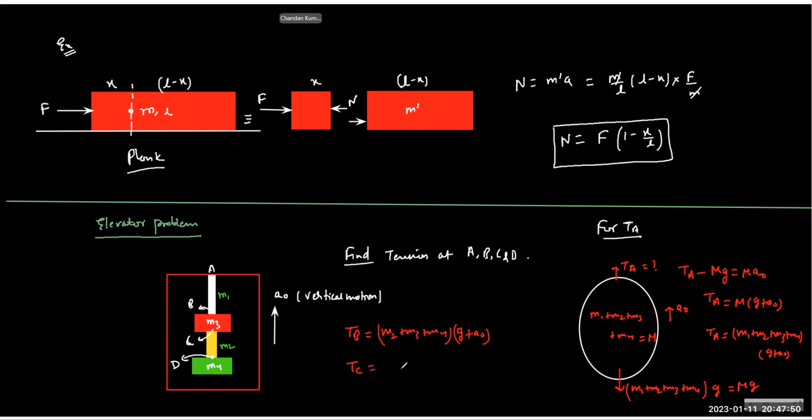And for TC, it is pulling which mass alone? Siddhant, TC is pulling how much mass upward alone? Okay, you are not there. Your M3 plus M4. Very good. So TC is pulling this much mass upward. And the TD? M4. Is this clear to all of you? How to solve? Yes. Very good.